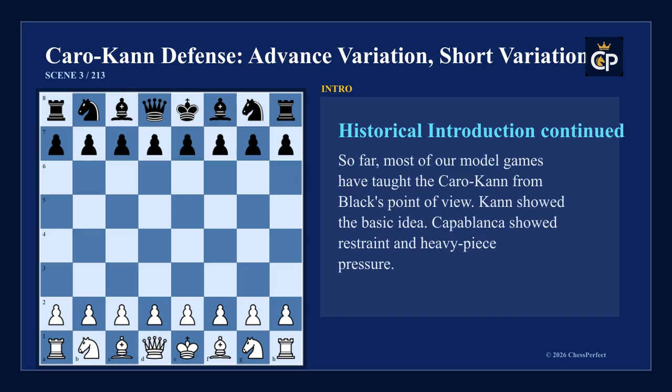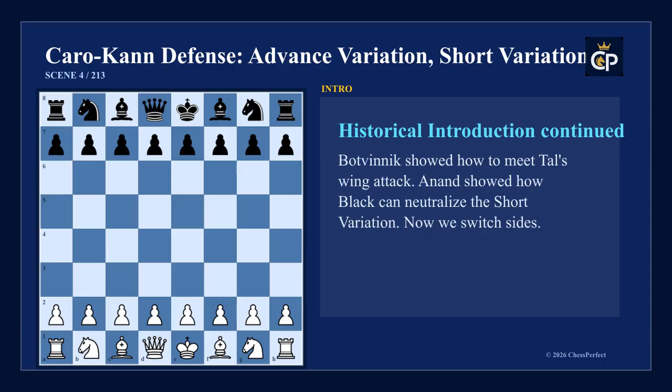So far, most of our model games have taught the Caro-Kann from Black's point of view. Kann showed the basic idea. Capablanca showed restraint and heavy piece pressure. But Vinnik showed how to meet Tal's wing attack. Anand showed how Black can neutralize the short variation. Now we switch sides.